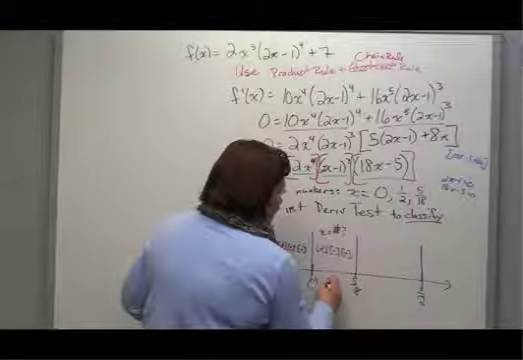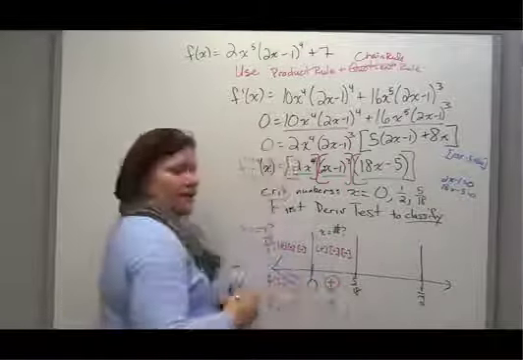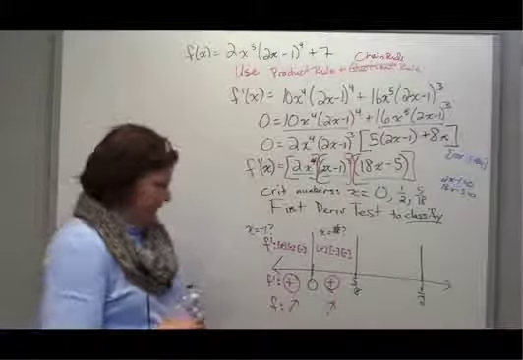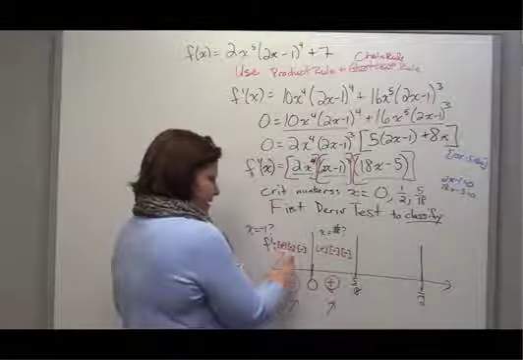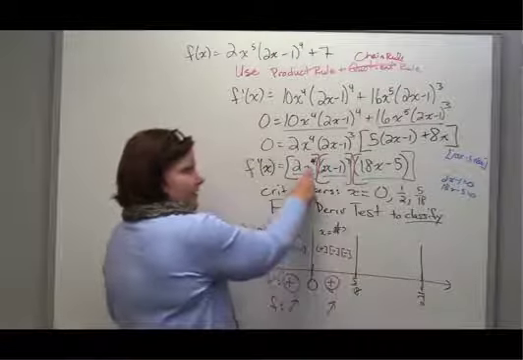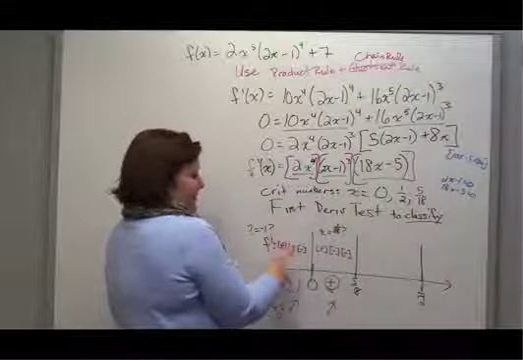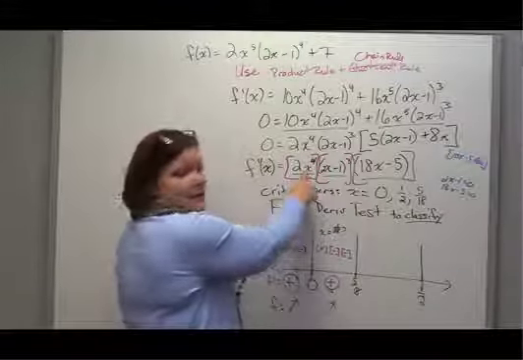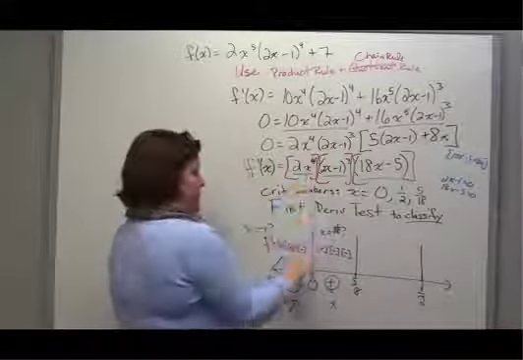So f prime is still positive. We are still increasing for the function, the graph. Which makes sense because we only changed from positive to negative numbers right here. To the fourth was positive to the left of 0, positive to the right of 0. Stayed the same.